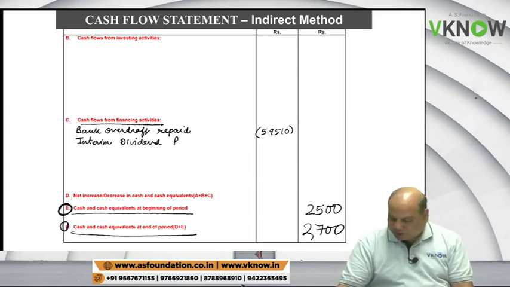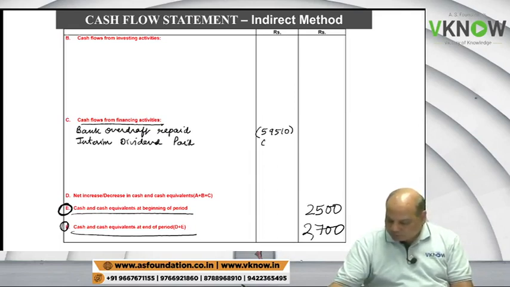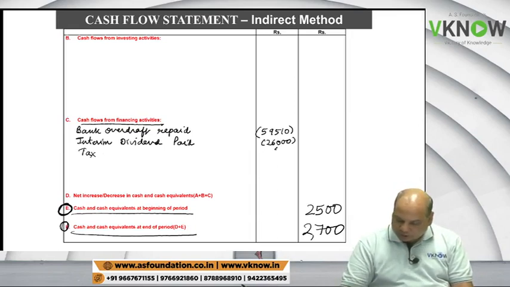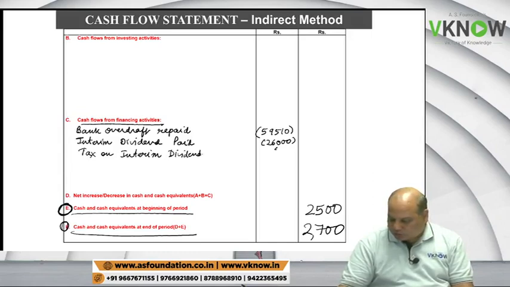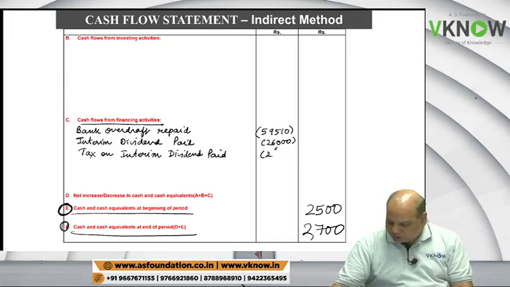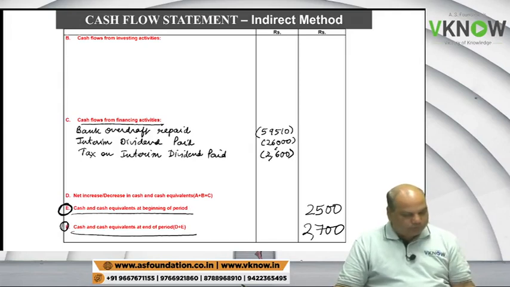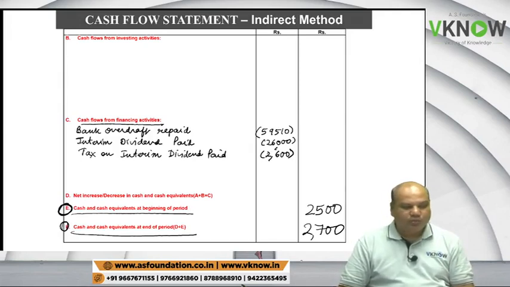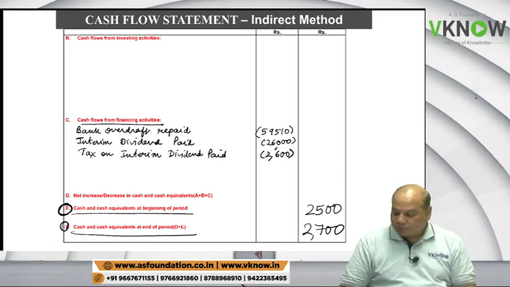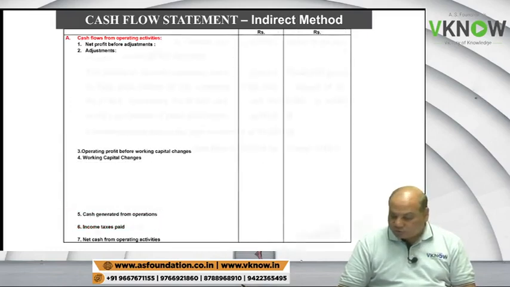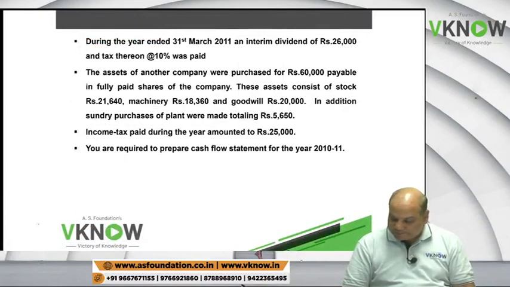Interim dividend paid, in bracket 26,000. Tax on interim dividend paid, in bracket 2,600. Any query till now? Now come to adjustment number 2 on the screen.